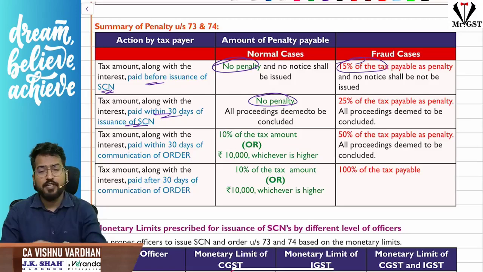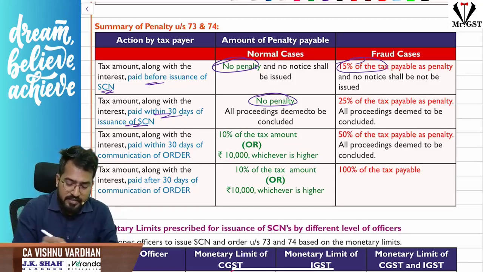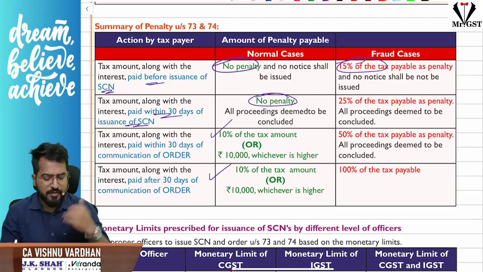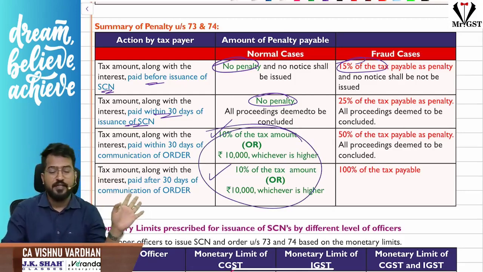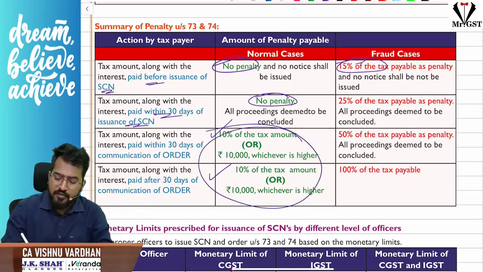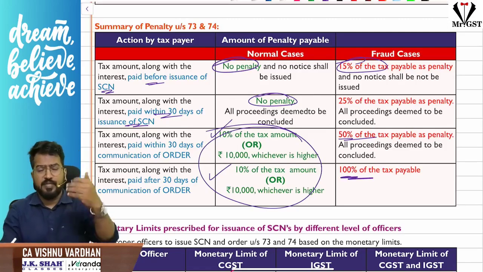But in 74, before show cause notice, 15% penalty; after show cause notice, within 30 days, 25% penalty. Here in 73, the order is passed. Now once the order is passed, whether you are making the payment within 30 days or not, all that stuff, sir, penalty will be standard 10% of tax or 10,000, whichever is higher. But in section 74, sir, within 30 days of order if you pay that, 50% penalty will be applicable. Otherwise 100% of the tax payable will be the penalty.